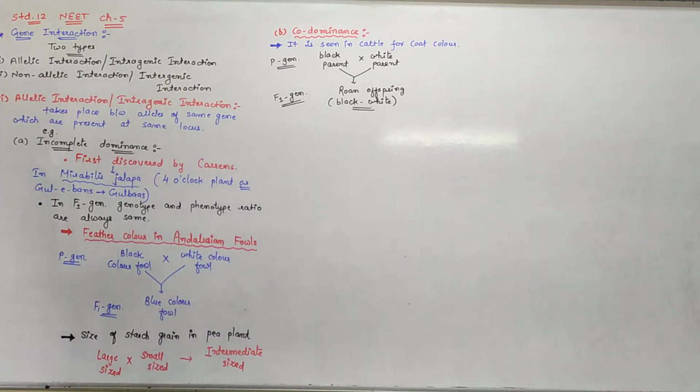When you take the black parent and white parent and cross them with each other, in the F1 generation roan offspring are formed. Roan means it consists of both the characteristics of the black as well as the white.